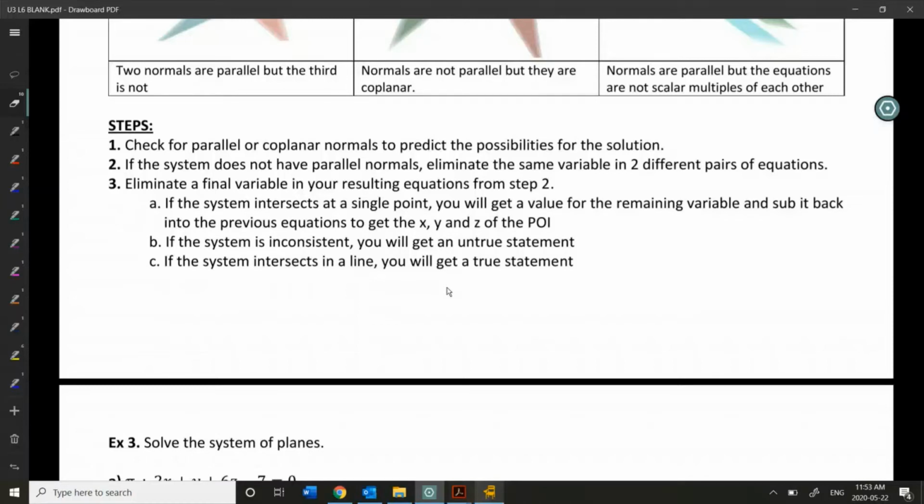We might have a system that intersects in a single point, which means that when we try to do this elimination of the final variable, we're going to actually get a value for the variable that remains. We'll sub it back into some of the previous equations from step 2 and then into the original equations to solve for x, y, and z of the point of intersection. If the system is inconsistent, at this point you're going to get an untrue statement. And if the system intersects in a line, at this point you're going to get a true statement, and then we'll have to create the equation of a line similar to how we did with our intersections of two planes. So let's get into a couple examples here.